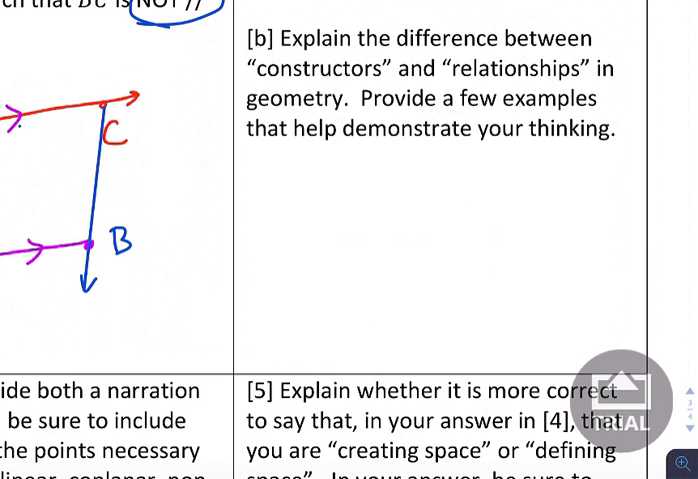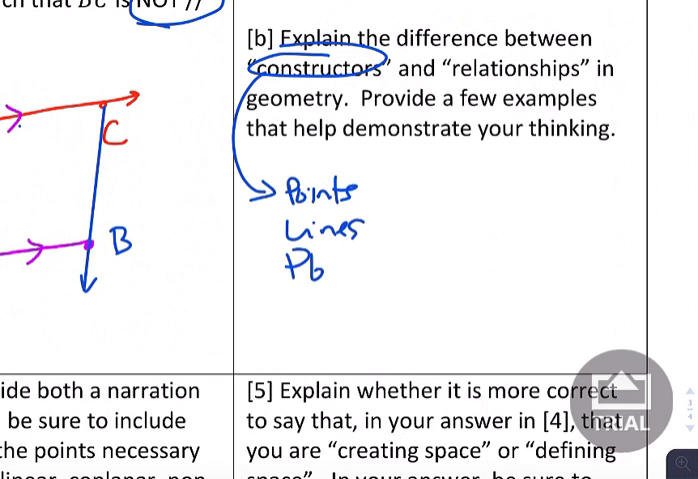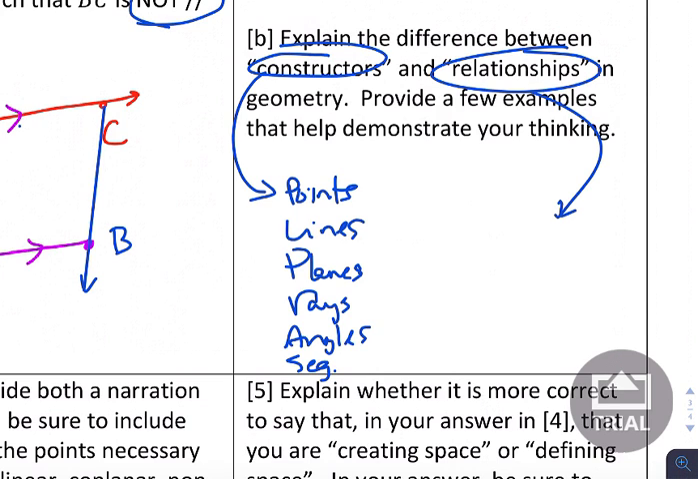When you think about the word constructors, we're thinking about points, lines, planes, rays, angles, segments, and so on and so forth. When we're talking about relationships, we're talking about the things those things can be in. Lines can be parallel, segments can be congruent, planes can be perpendicular. Those things can be congruent. Again, there are more constructors and more relationships in these lists, but the difference I don't want you to conflate here is that constructors are the things you need for relationships.